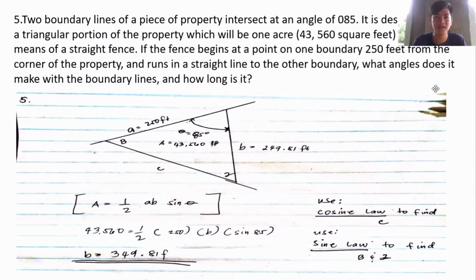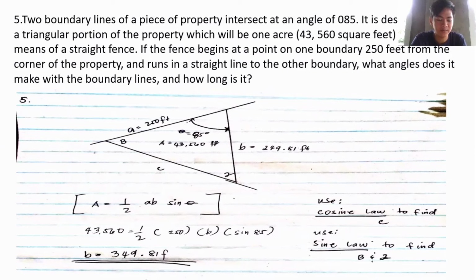Number 5. Two boundary lines of a piece of property intersect at an angle of 85 degrees. It is desired to cut off a triangular portion of the property which will be 1 acre, 43,560 square feet in area, by means of a straight fence. If the fence begins at a point on one boundary 250 feet from the corner of the property and runs in a straight line to the other boundary, what angles does it make with the boundary lines and how long is it?